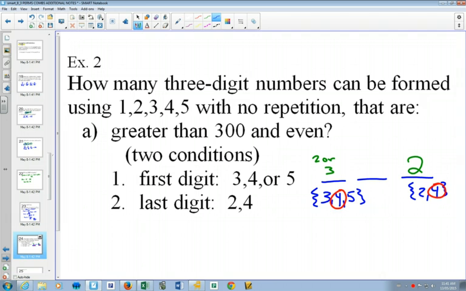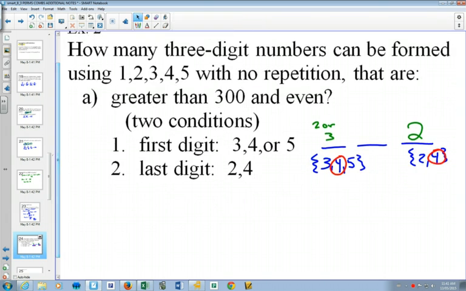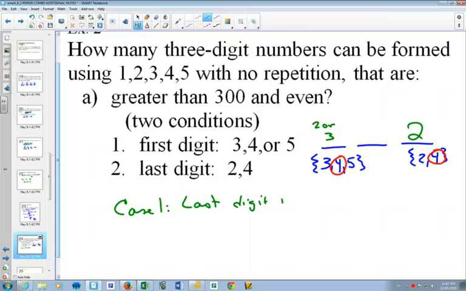You get to choose for your cases. You can either break up the last restriction or the first restriction. So let's start by breaking up the last one. Case 1: last digit is a 2. I would still have 3 spaces, but now I'm saying for sure that my last digit is a 2. I only have 1 choice there.